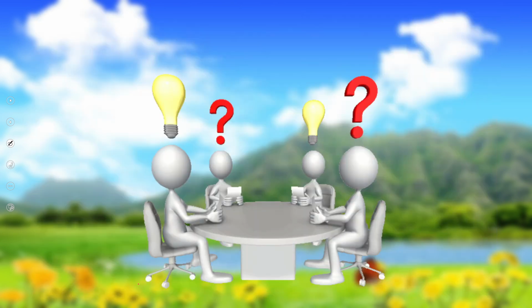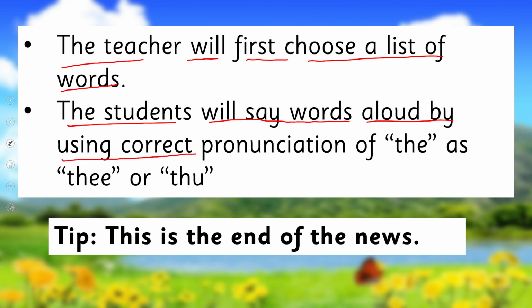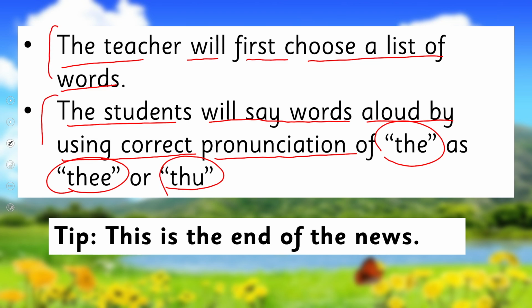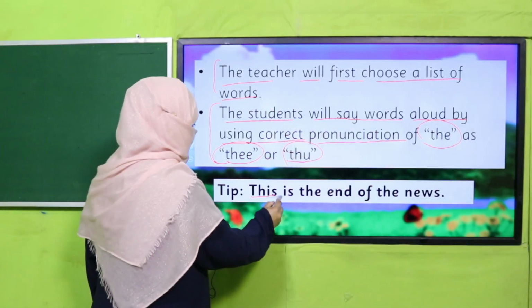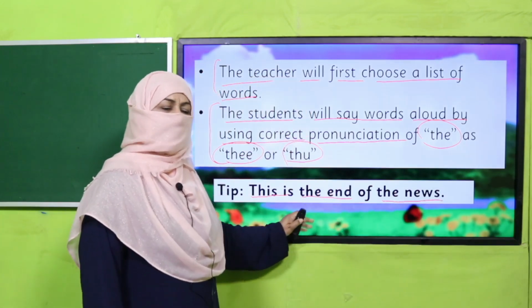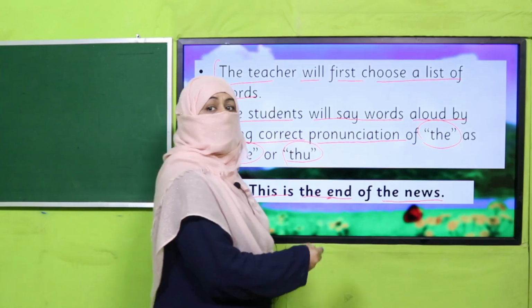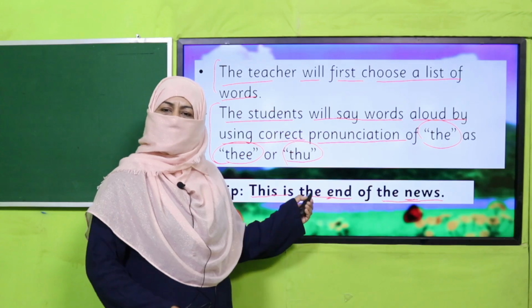All right. So let's practice it through an activity. The teacher will first choose a list of words. The students will say words aloud by using correct pronunciation of "the" as "thee" or "thuh". Okay, so teacher will write the words and you have to say the word by using the article correctly. And the tip for this activity is, this is the end of the news. The end of the news. Why "thee end"? Because it's starting with a vowel sound. And why "thuh news"? Because it's starting with a consonant sound. Remember? Okay, so pause the video, enjoy this activity and then come back.